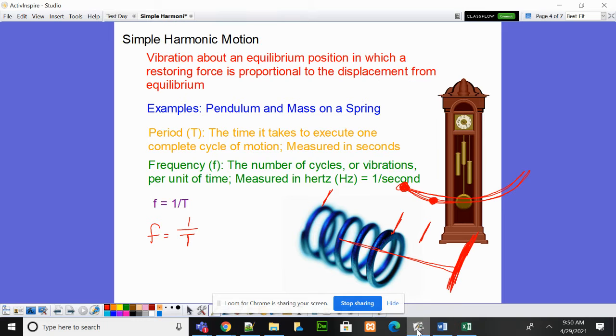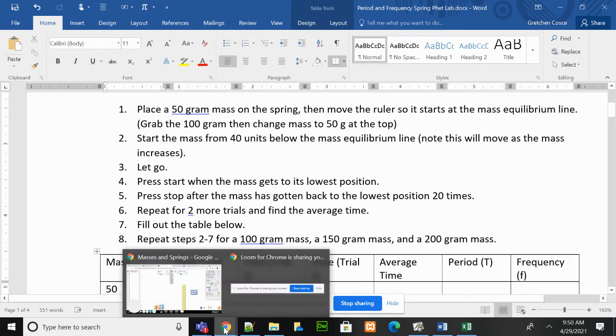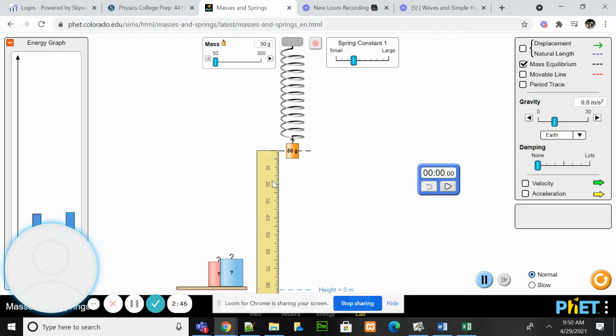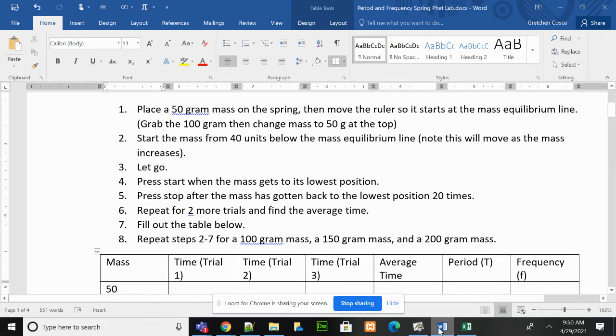Okay, so, oh, not what I wanted. Go over here. All right, so we need to put 100 grams on, and then we're going to change to 50. Let's go up here, change to 50 grams, stop. Okay. Equilibrium line is there, so this just means if it's at this point, this is where it would be at rest. It's not going to want to go down or up here. Move the ruler so it starts there. And I believe we're pulling down to 40, but I don't remember 100%, so I'm going to go back and look real quick. I could use my paper, but I left it at the desk. So 40 units below, and then we're going to time it for 20.